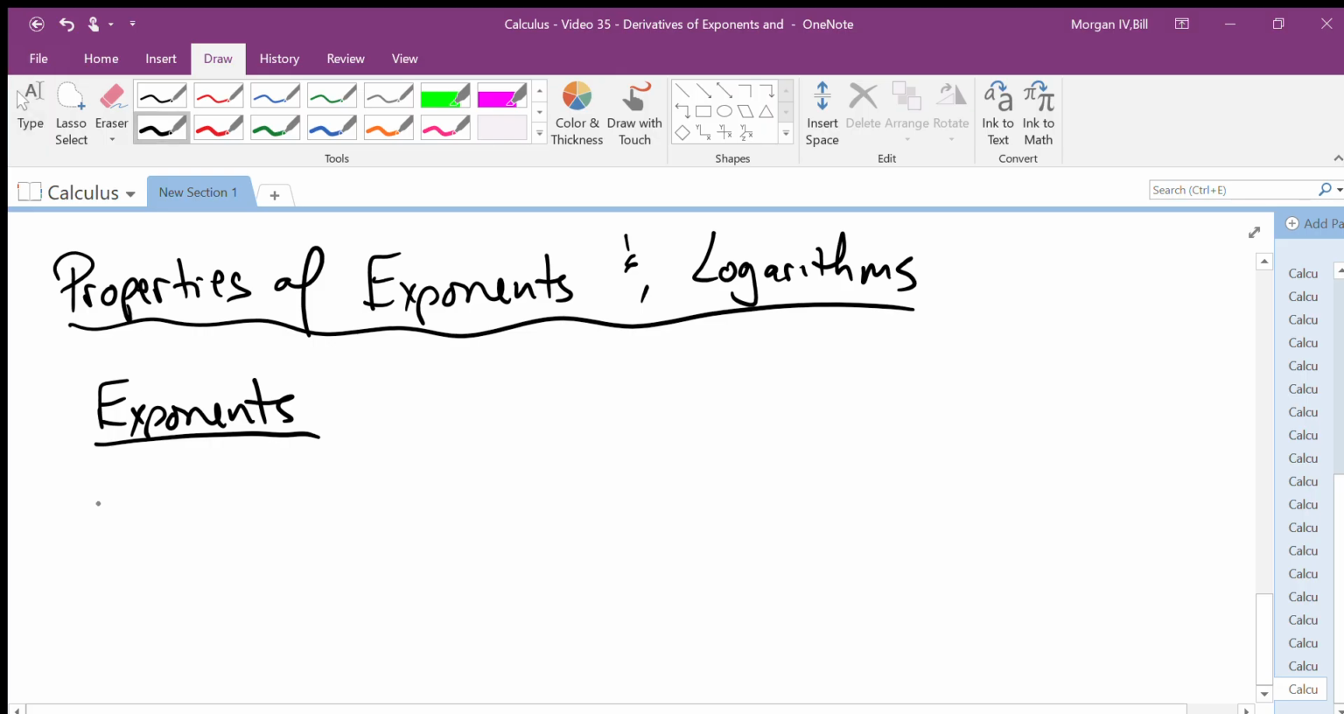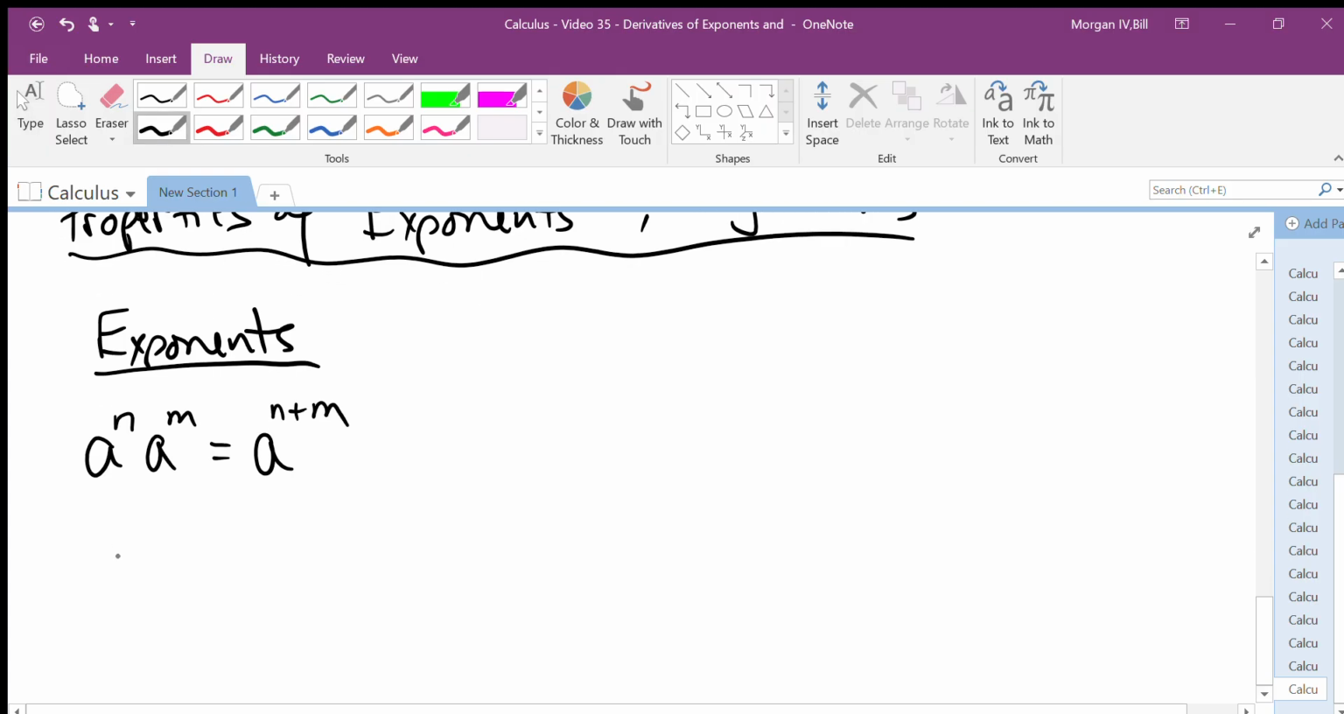The first one for exponents is if you take a base a, so it's a number, raised to the power of n, times that same base a raised to the power of m, you can add those exponents. That is a to the n plus m. That's property number 1. Property number 2, if you take a to the n divided by a to the m, you can subtract the exponents, a to the n minus m.